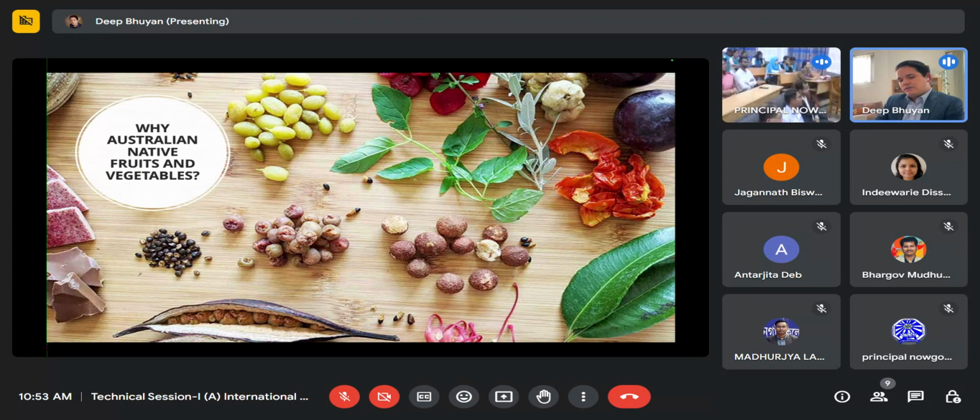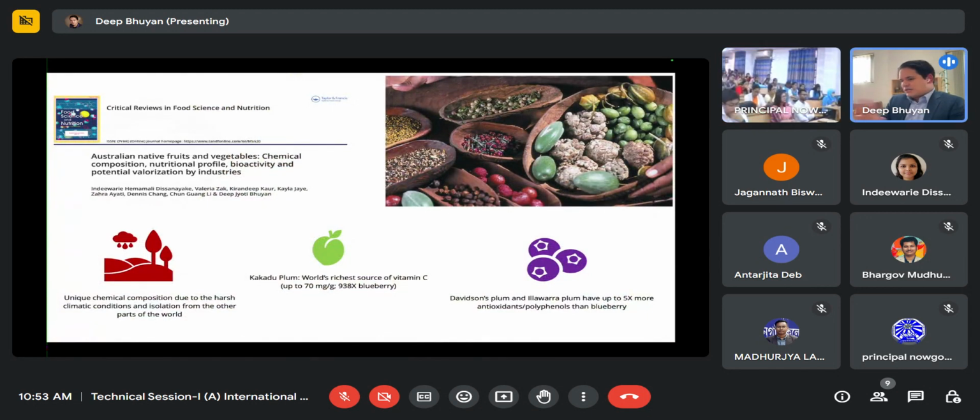So the reason why we're looking at Australian native fruits and vegetables is because they're unique. Like Australia is an island, right? And the animals that we have in Australia are very unique, like kangaroos, koalas, and things like that, where they are very different from the rest of the world because we are an isolated island. So the biodiversity is very unique, similar to Northeast India's biodiversity, because it is one of the richest hotspots when it comes to biodiversity of plants and animals.